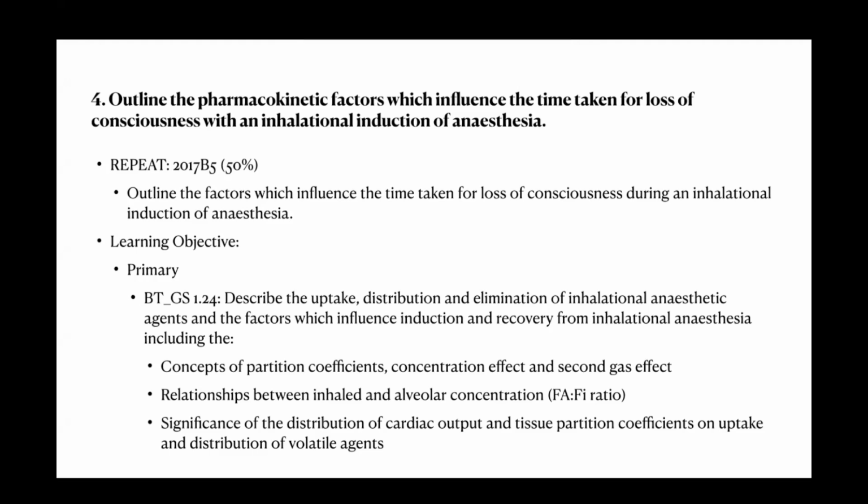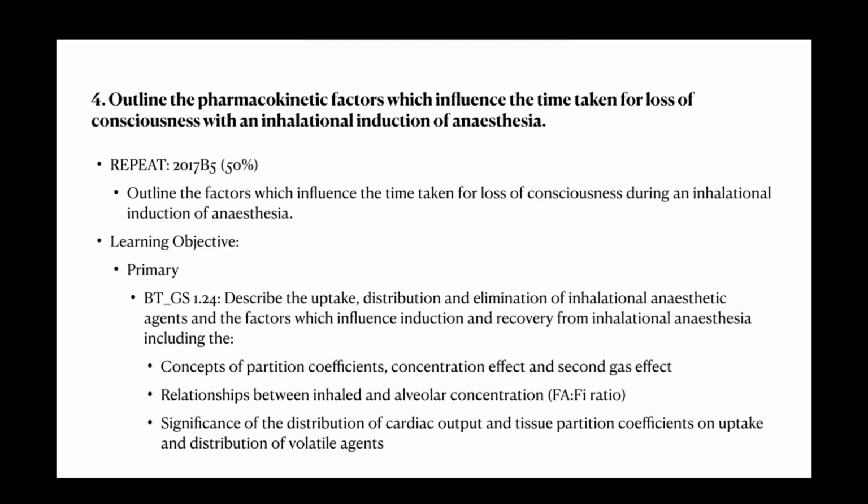Learning objective, primary BTGS 1.24: describe the uptake, distribution, and elimination of inhalational anesthetic agents and the factors which influence induction and recovery from inhalational anesthesia, including the concepts of partition coefficients, concentration effect, second gas effect, and relationship between inhaled and alveolar concentration, and significance of the distribution of cardiac output and tissue partition coefficients on uptake and distribution of volatile agents. The third one's probably where the money is for this question.